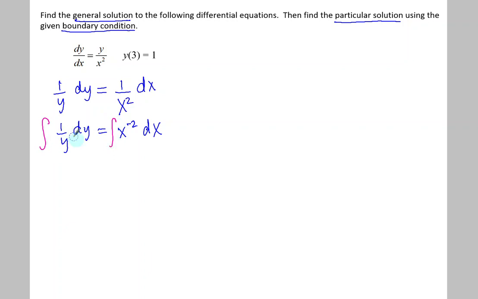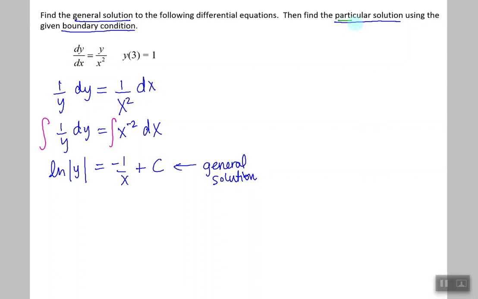On the left side, the integral of 1 over y is the natural log of the absolute value of y. On the right side, I get negative 1 over x plus c, my collective constant from both sides. Now this is a general solution. So I have done the first part and found the general solution.